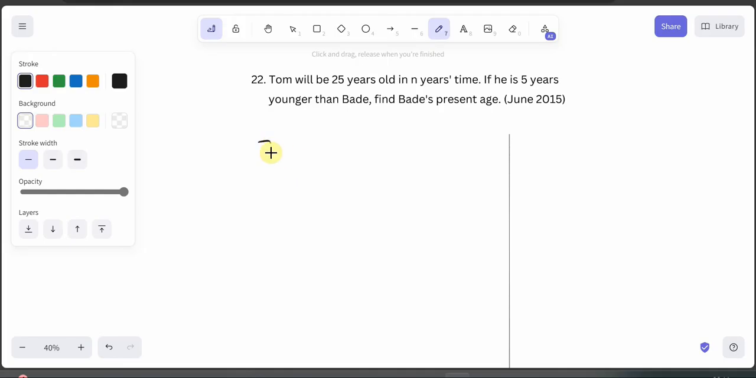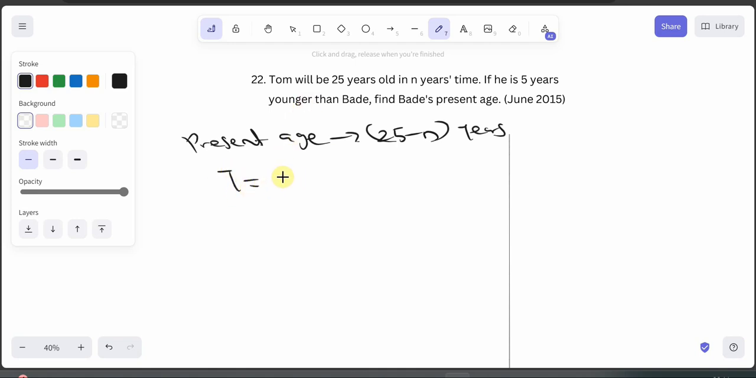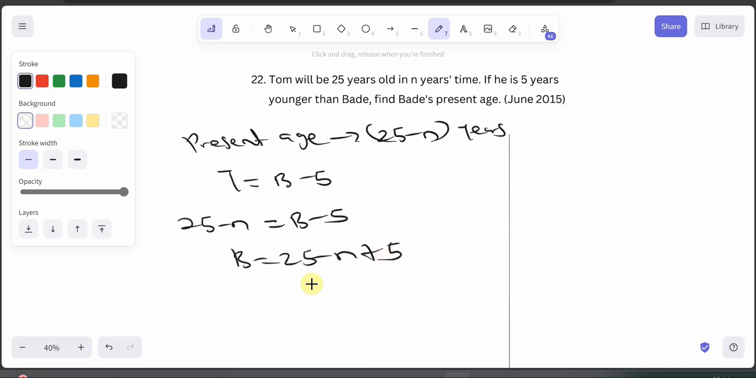Tom will be 25 years old in n years' time. So the present age of Tom will be 25 minus n years. It says he is currently 5 years younger than Buddy. So Tom is 5 years younger than Buddy, so that will be B minus 5. And Tom's age is 25 minus n. So this will be B minus 5. To find Buddy's age, B will now be equal to 25 minus n plus 5. 25 plus 5 is 30, so that will be 30 minus n. So Buddy's age is actually 30 minus n.